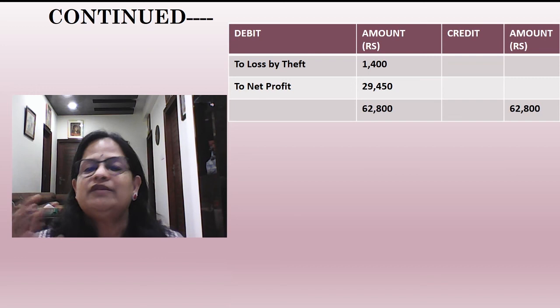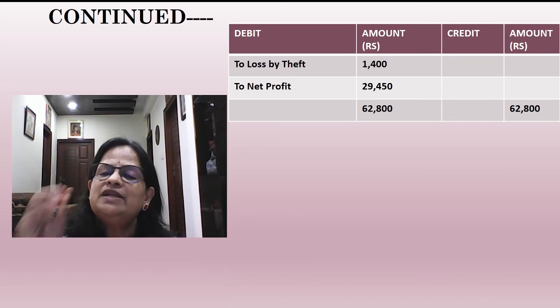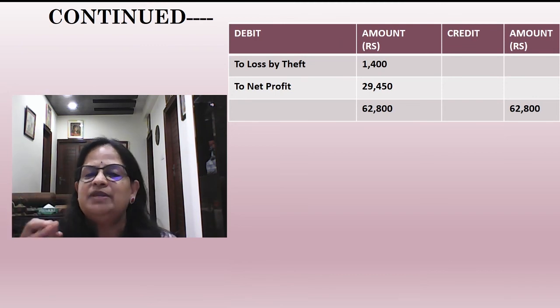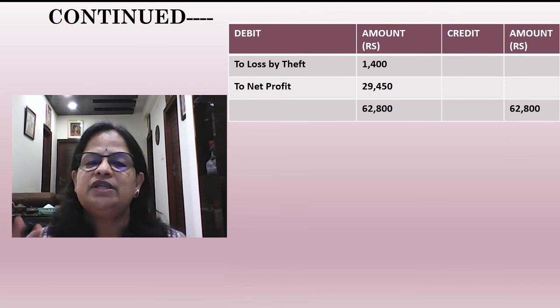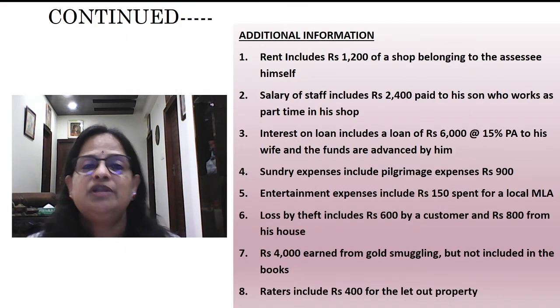Now loss by theft, that is not mentioned whether it's from the bank or from the residence. So we have to see whether there is any additional information. On that basis we have to see. Otherwise it's a business expenditure. Net profit 29,450. Now additional information is there.